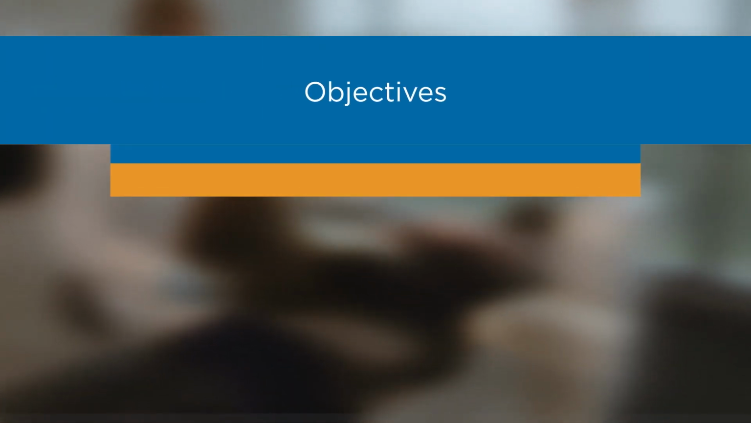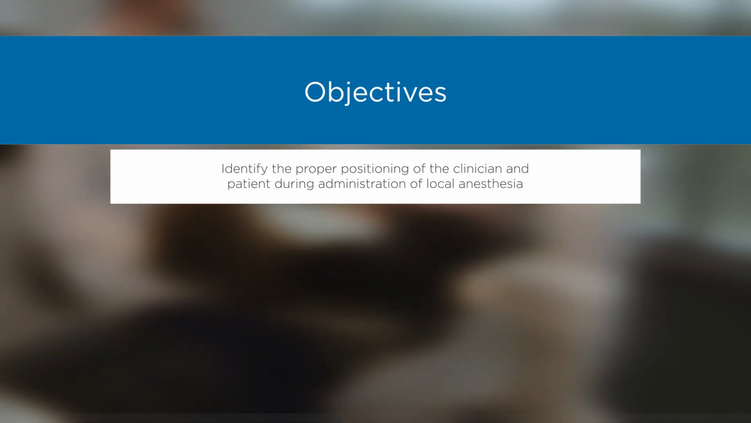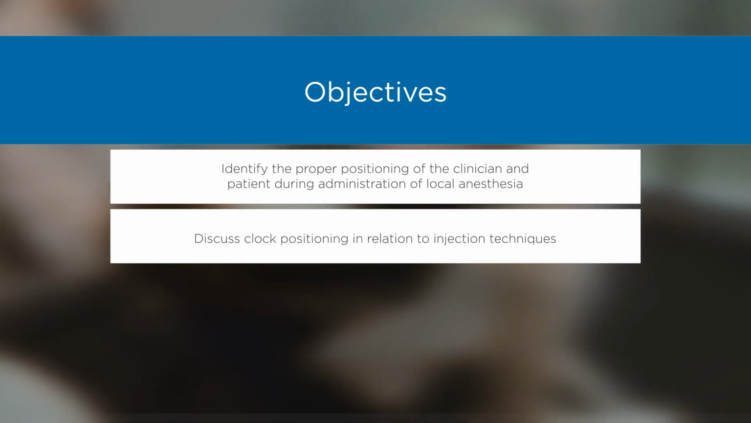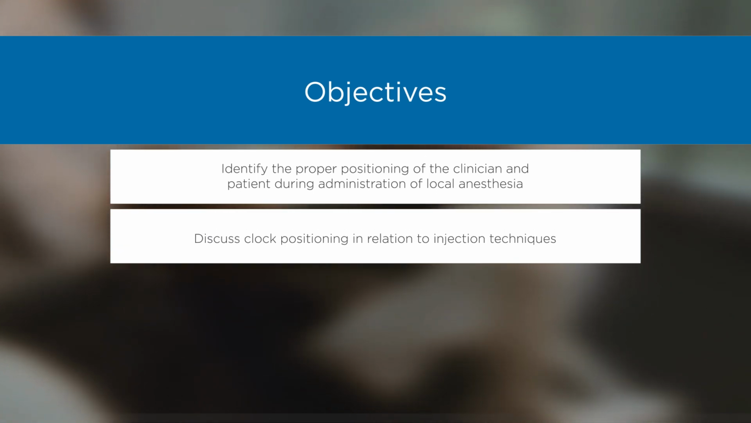Objectives: identify the proper positioning of the clinician and patient during administration of local anesthesia. Discuss clock positioning in relation to injection techniques. Proper patient positioning is very important for visualization and ergonomics. You want the patient to be laying in a supine position so that you can visualize the injection site while not putting your body in a compromising position. Also, you want the patient supine just in case there's an emergency situation happening.